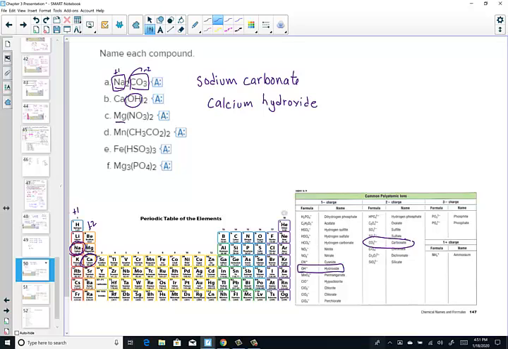Letter C, I see the elemental symbol Mg. On my periodic table, I see that's the element magnesium. Magnesium is a fixed charge of +2, so no Roman numeral. It's bonded to a group of atoms acting as a unit, NO3. And when I find NO3, I can see its name is nitrate. This is called magnesium nitrate.